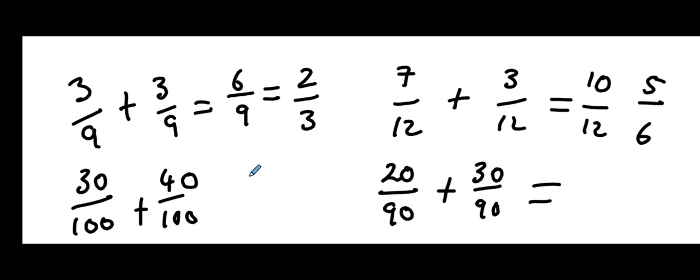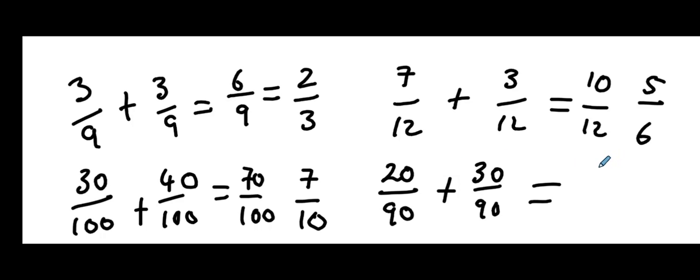Next one, 30 plus 40, and that's going to be over 100. 30 plus 40 is 70. Then I need to simplify this, and I know my highest common factor for 70 and 100 is 10. So 70 divided by 10 gives me 7, and 100 divided by 10 gives me 10. My answer here is 7 tenths.